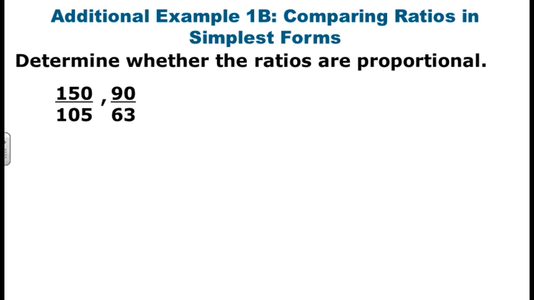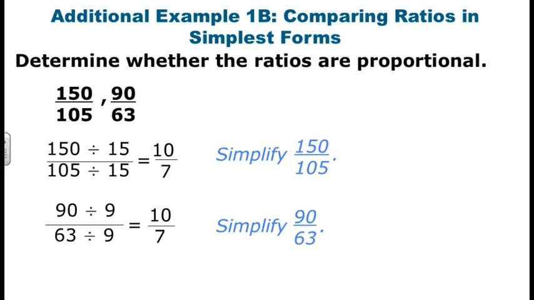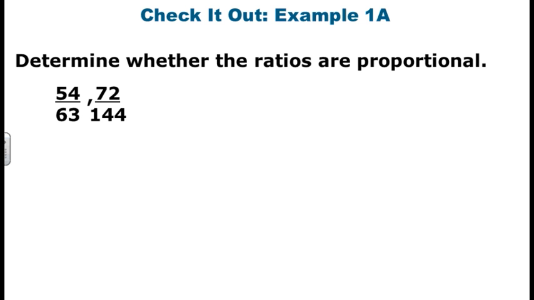Okay, let's try another one. We're going to determine if 150/105 is equal to 90/63. So we're going to simplify again. We'll take the first one and simplify it. We'll divide both of them by 15, and we get 10/7. Now we'll simplify 90/63. We divide both of them by 9, and we get 10/7. Are they both equivalent ratios? Yes, they are. So these ratios are proportional.